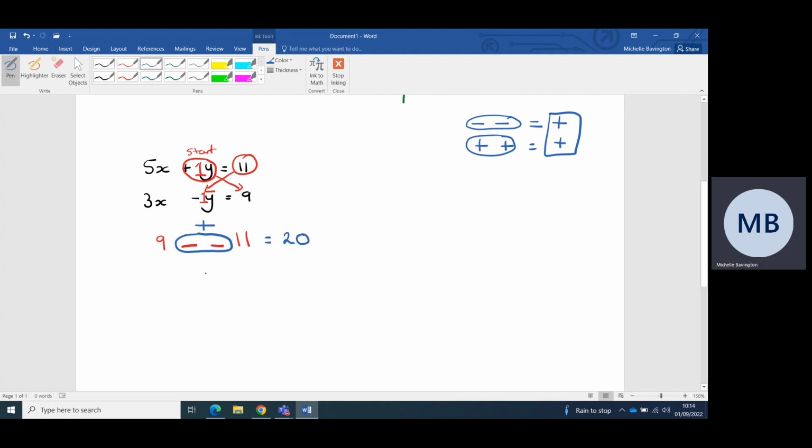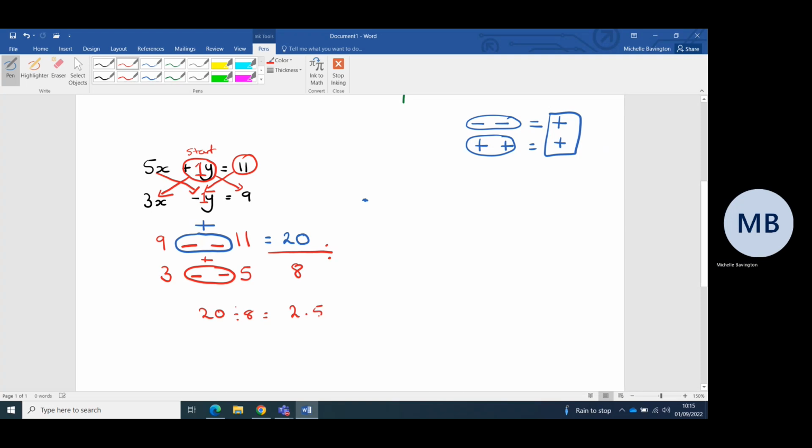Right, so let's have a look. We're going to start from here. So let me change my colour. So 1 times 3 is 3, negative, always there. 5 times -1 is -5. Becomes a positive again. So we've got 3 plus 5 is 8. And now we go 20 divided by 8 equals 2.5.